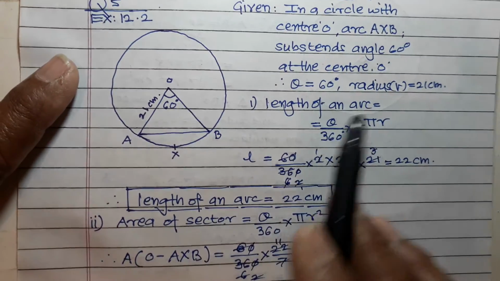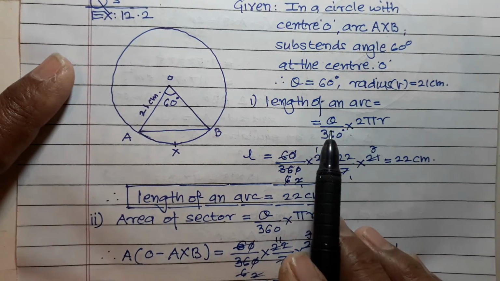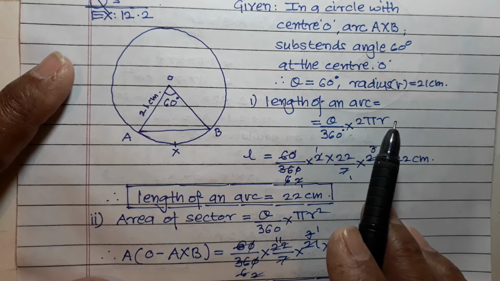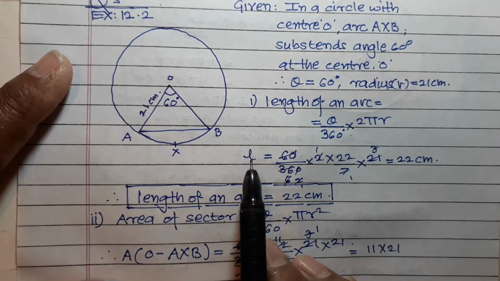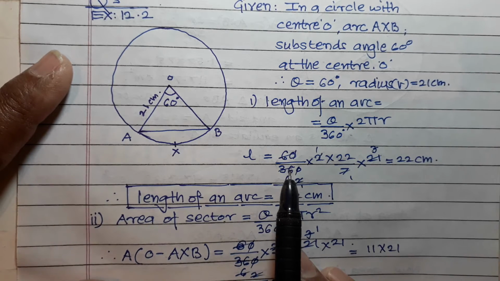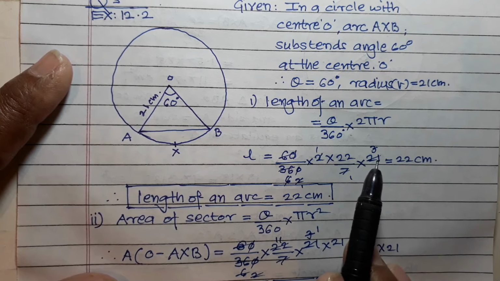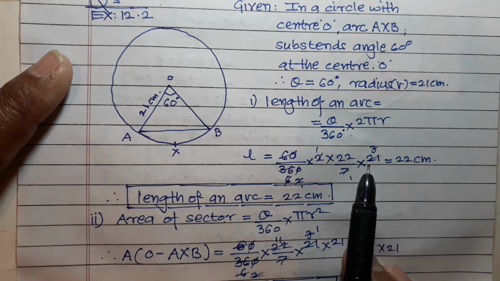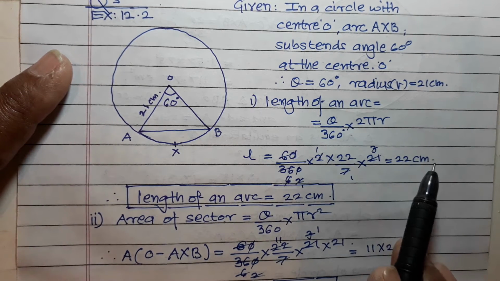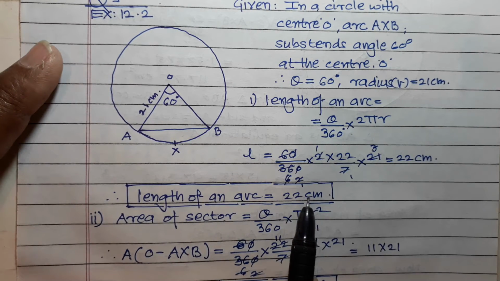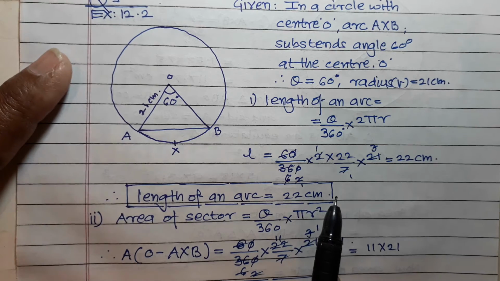Length of an arc is equal to theta upon 360 into 2 pi r. So length L is equal to 60 upon 360 into 2 into 22 upon 7 into 21. If you simplify this, you will get 22 centimeters. So therefore the length of the arc is equal to 22 centimeters.